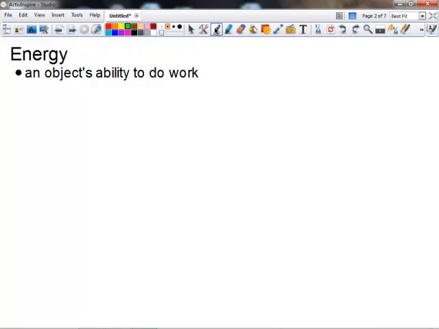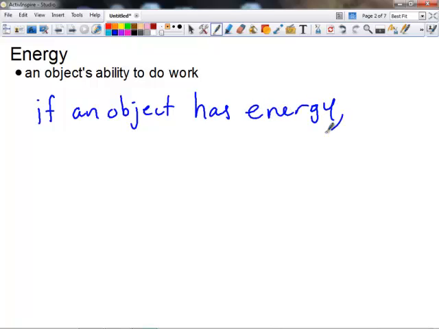So, if an object has energy, it can do work. Okay, think about this. If a car is moving, can it run into something and do work on another object?